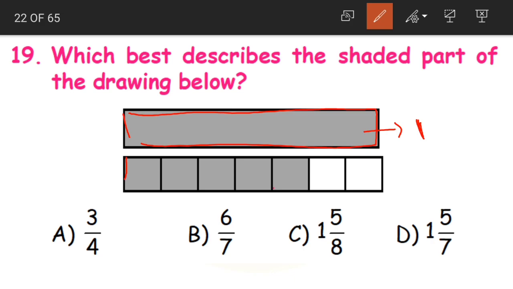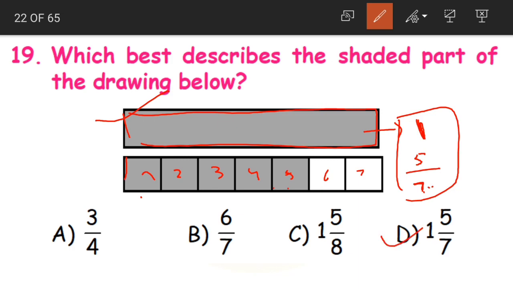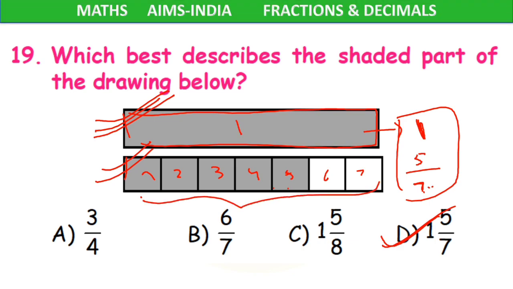Now coming to the next one, we have 1, 2, 3, 4, 5 shaded blocks divided by 7, that is the total number of blocks. See, the first figure is wholly shaded, so 1, and in the second figure we are having only 5 by 7th part as shaded. Now combinedly 1 5 by 7 becomes our answer here. This is the pictorial representation of a mixed fraction, where we have a whole number and also a proper fraction. What is the answer for this? 1 5 by 7 is the answer.